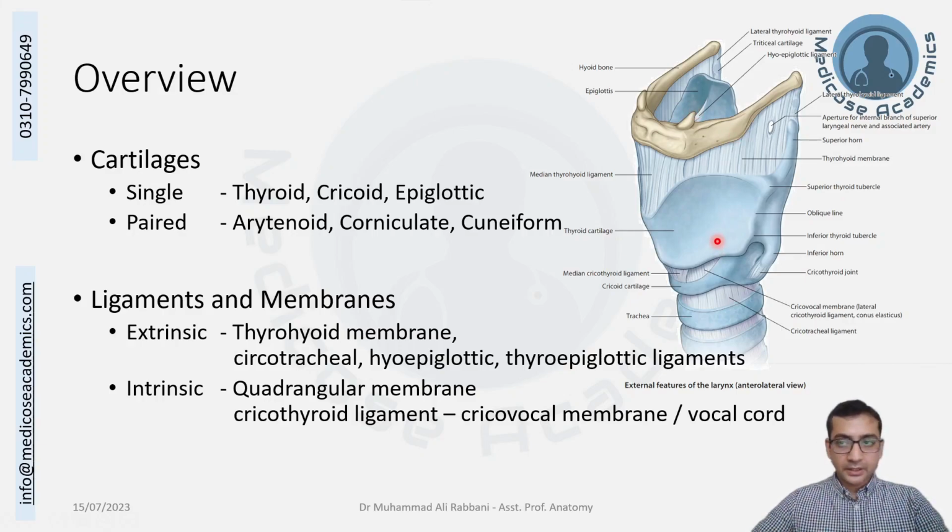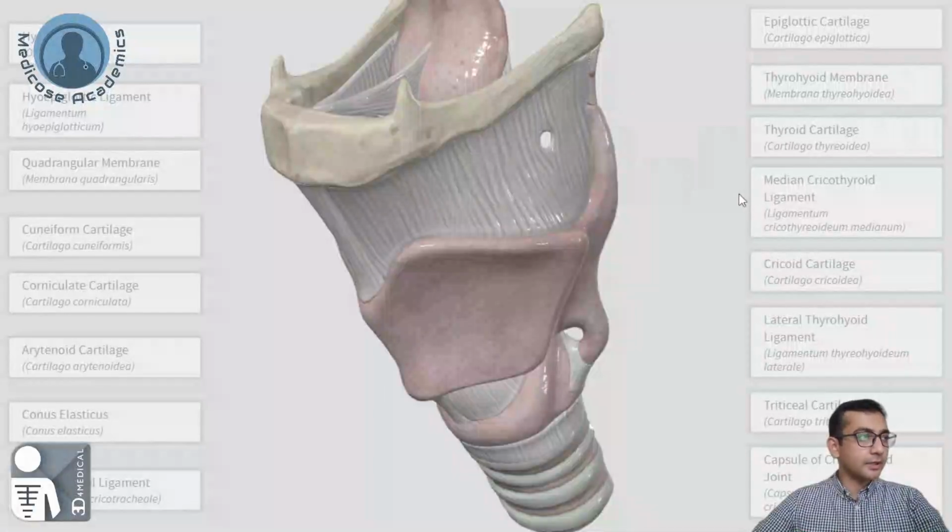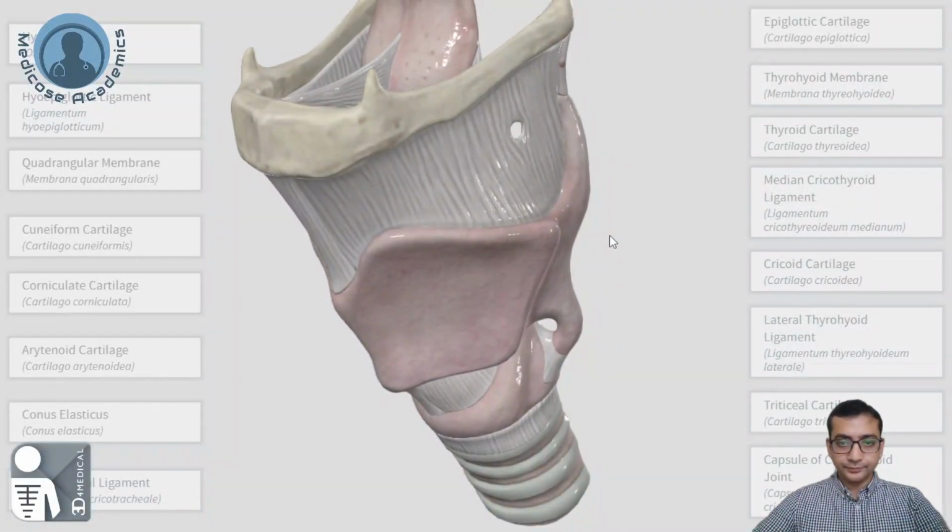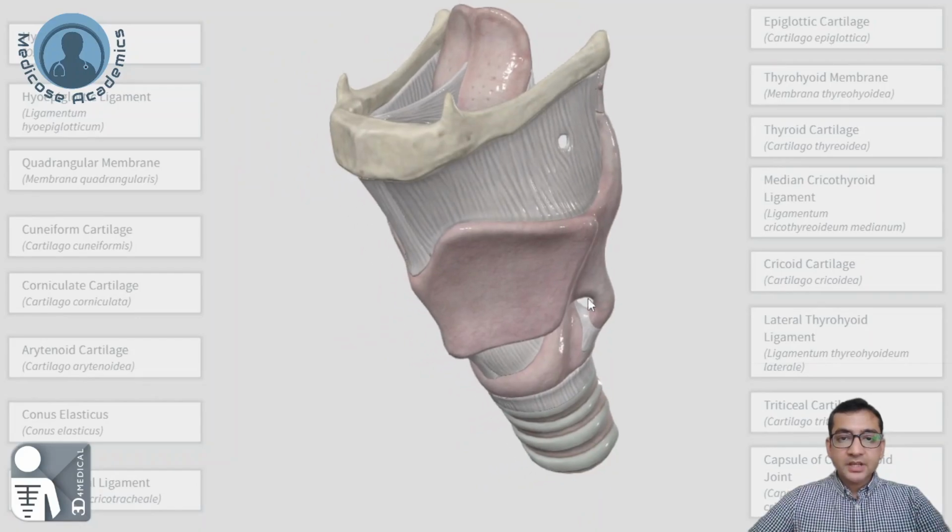Let me set up the 3D model. Okay, so here we are. So this is the skeleton of the larynx. It is made up of three unpaired cartilages. Let's look at them first.